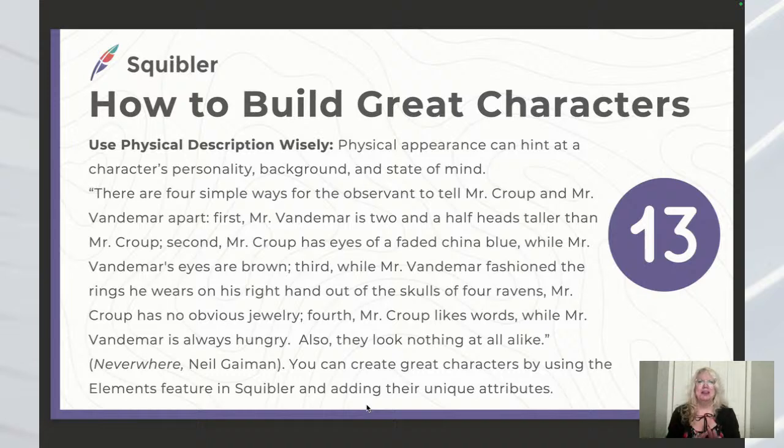So we don't know everything about how they look, but we can tell a little bit about what they wear, what they're interested in, what their eyes look like. And it gives us some hints, some insight into their character as well, to how they behave.